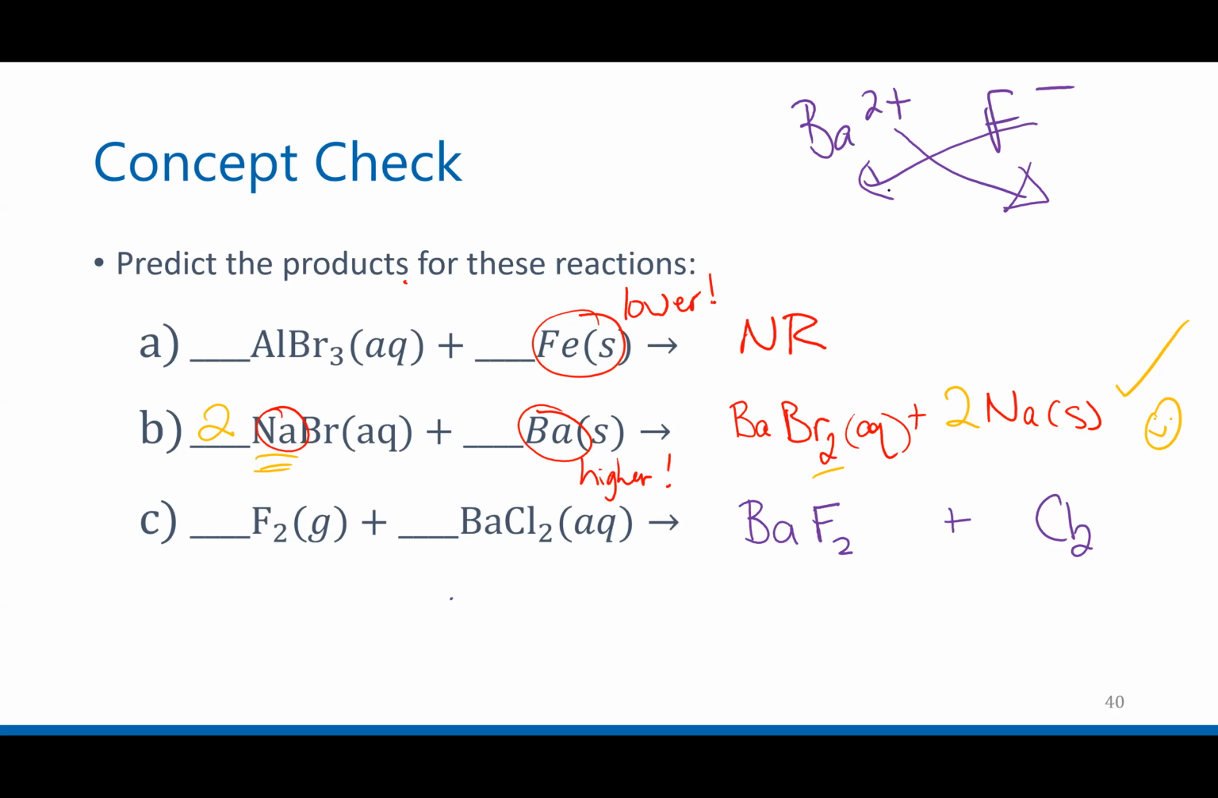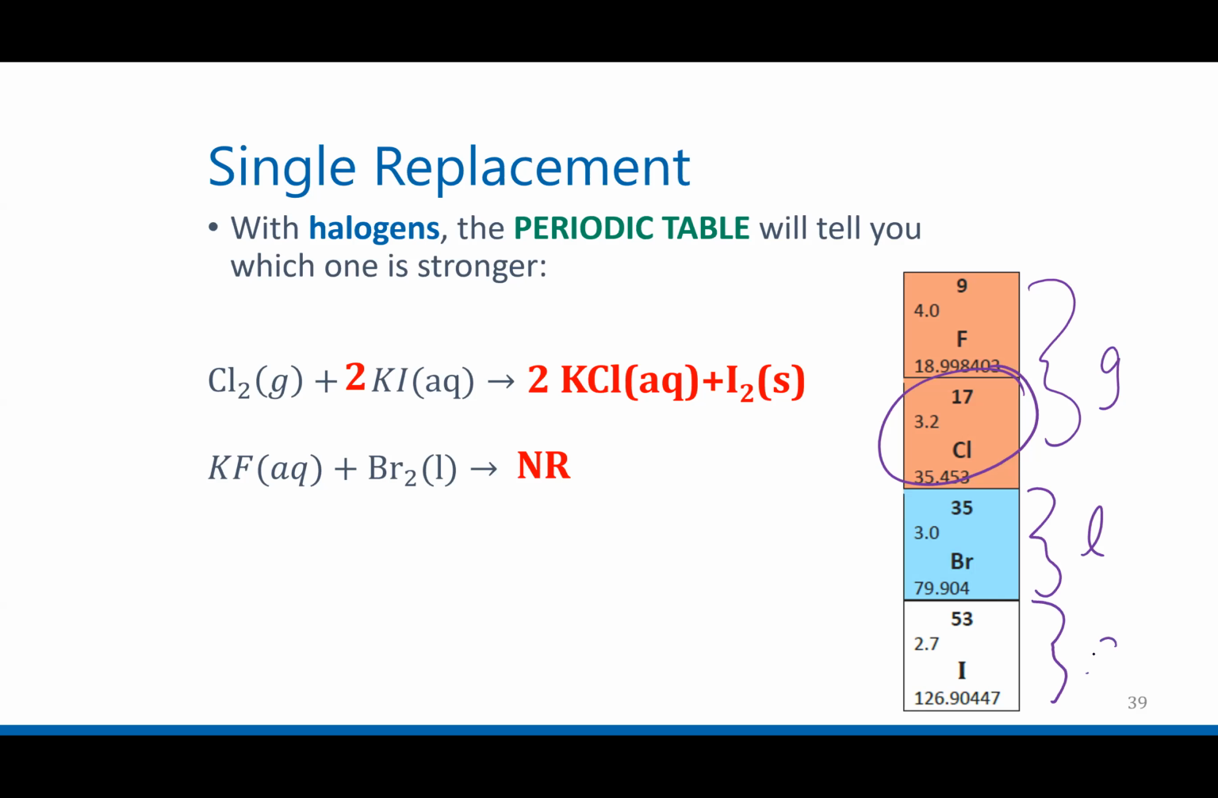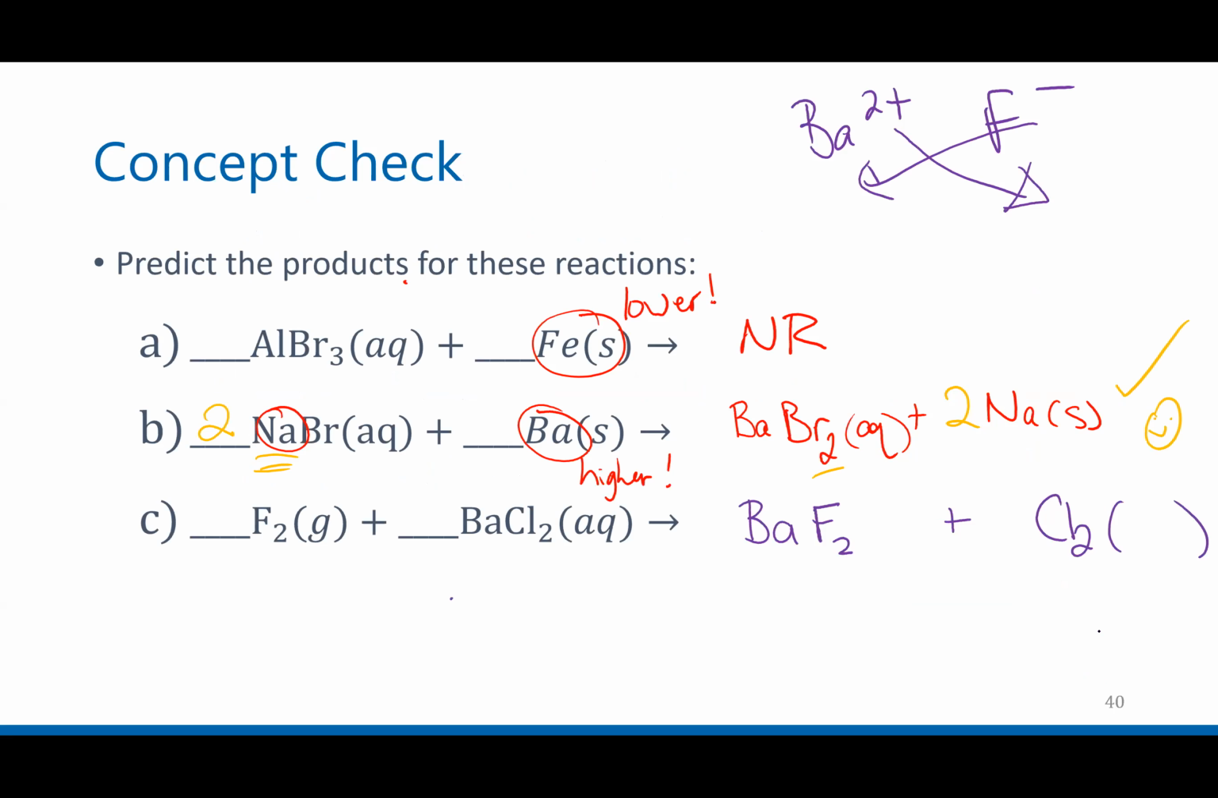For full marks, though, we need to balance this and include my phases. Let's get the easy phase out of the way. Chlorine, it's an element on the periodic table. And chlorine is in this color. So these are gases, this is a liquid, and this is a solid. Anything white in the periodic table, solid. Anything blue, liquid. Anything orange or pink, gas. All right, so this would be gas.